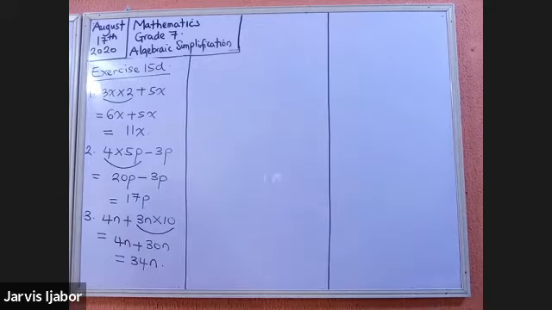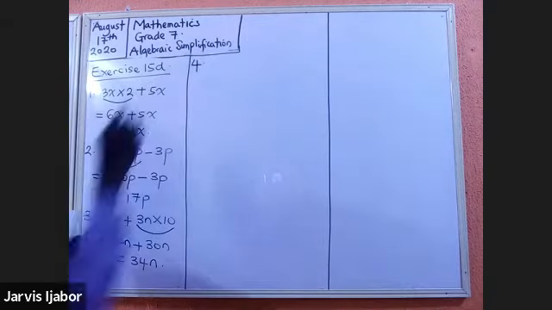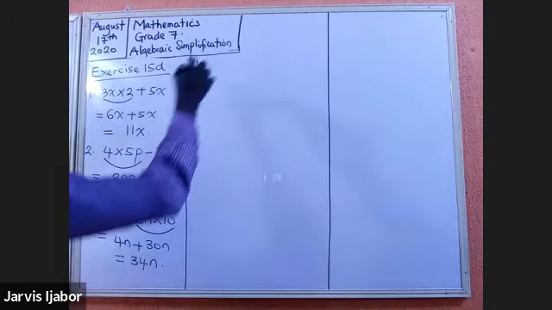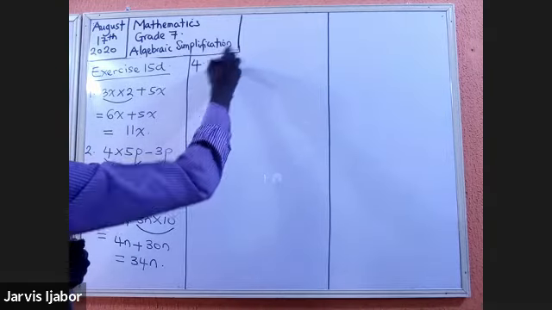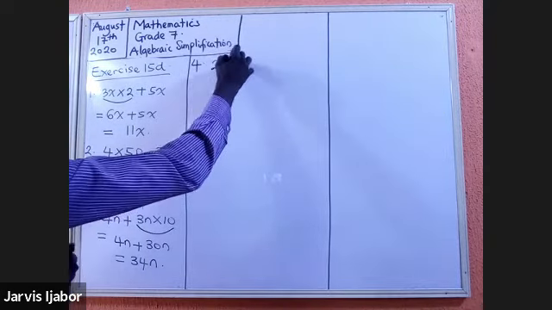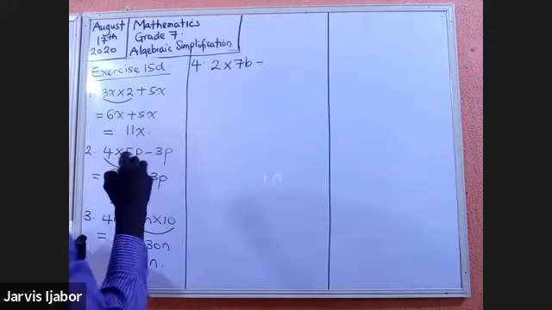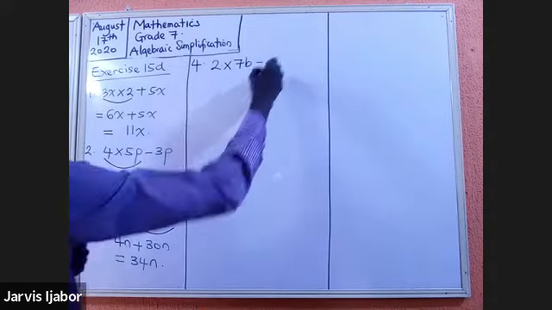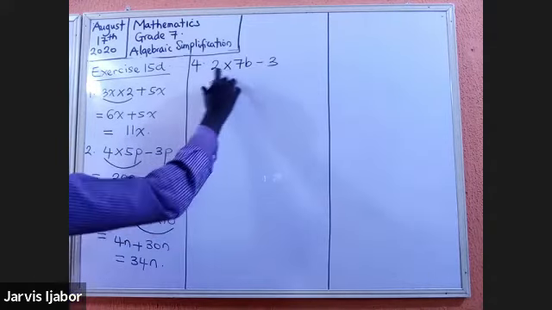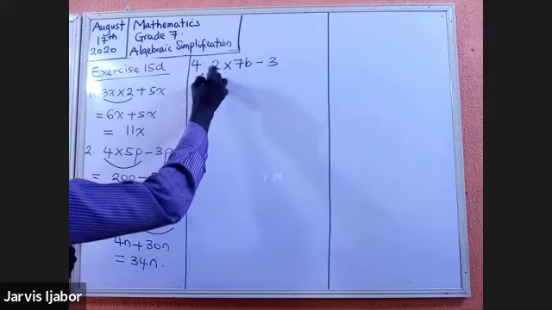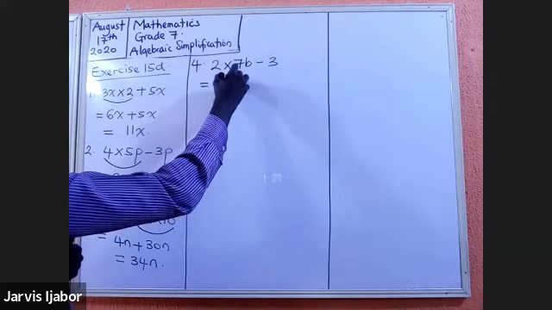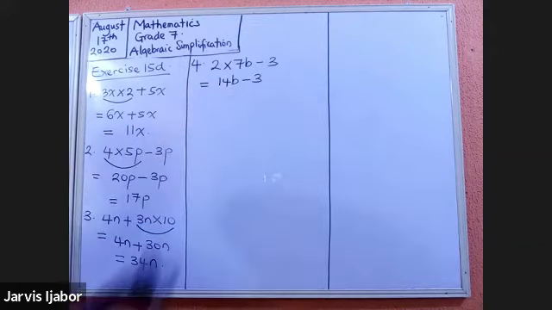Now let's look at number 4. In number 4, you have 2 times 7b minus 3. You will multiply these two together. That will give me 14b minus 3. There's something you can do to this. Bananas cannot be added to oranges because they are not the same thing.